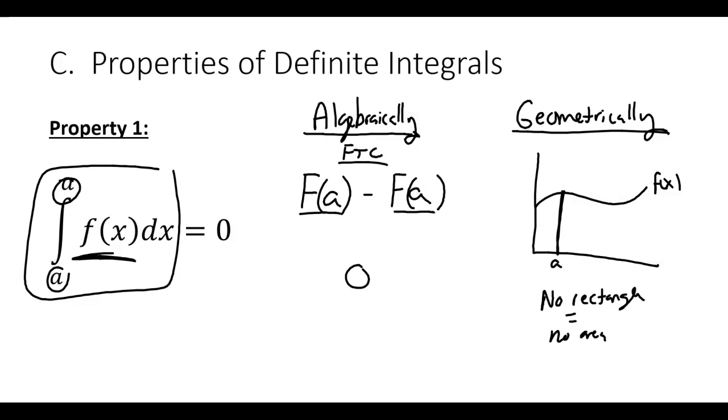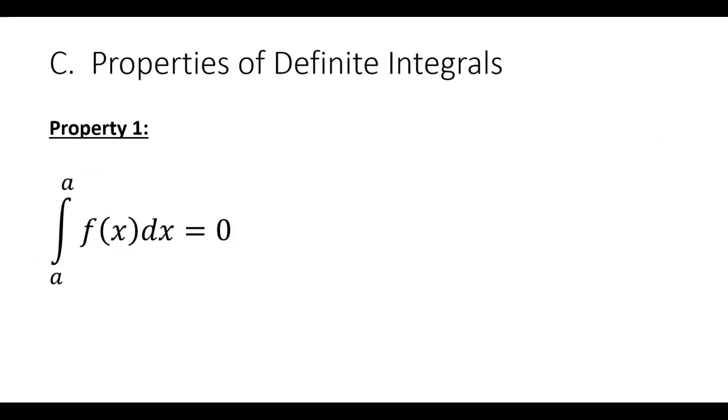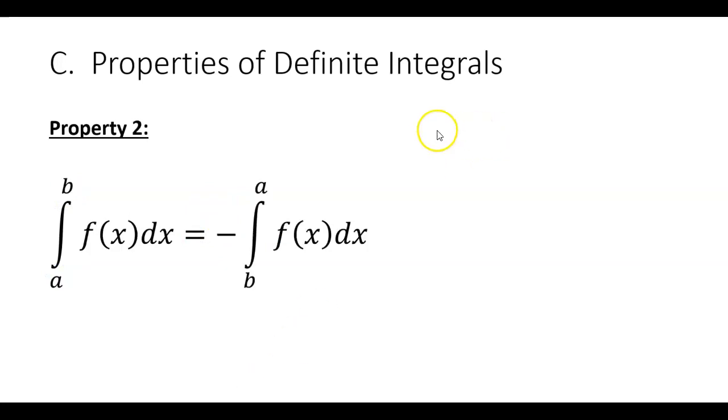So that's the geometric explanation of this property 1 and the algebraic explanation of this property 1. So anytime the upper limit and the lower limit are the same, the outcome will be 0. That's property 1. Let's go ahead and continue. So here's property 2. Well, let's evaluate this algebraically first.